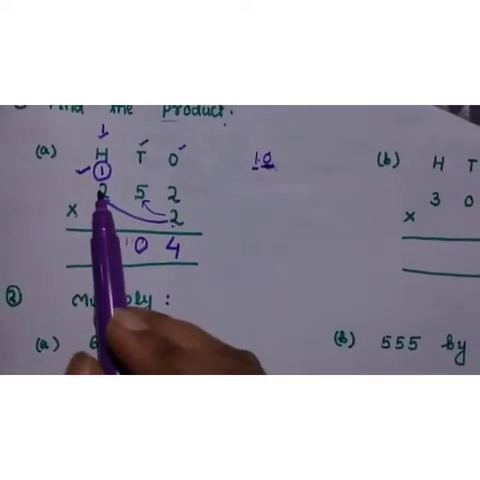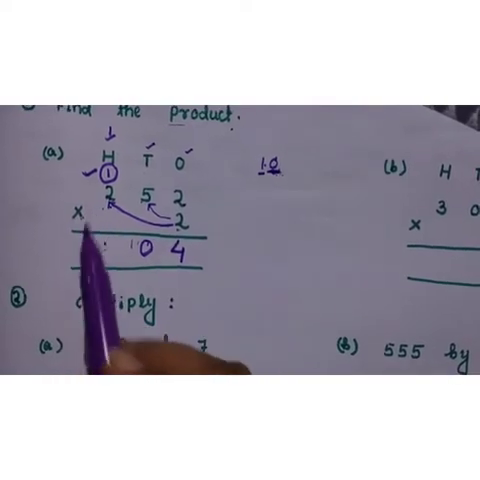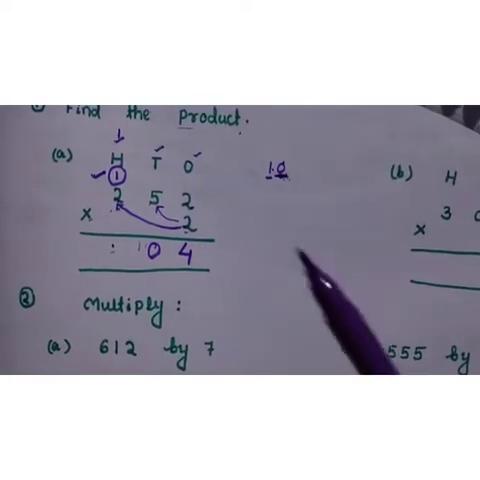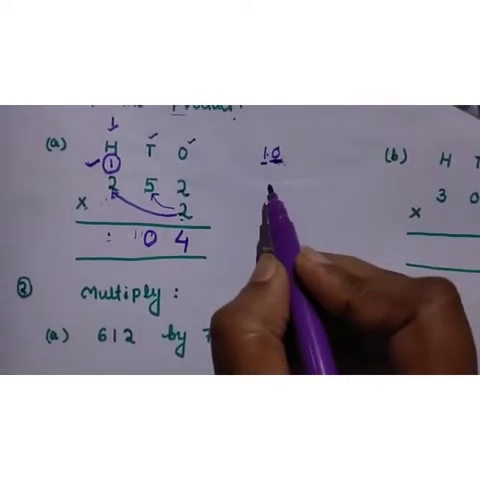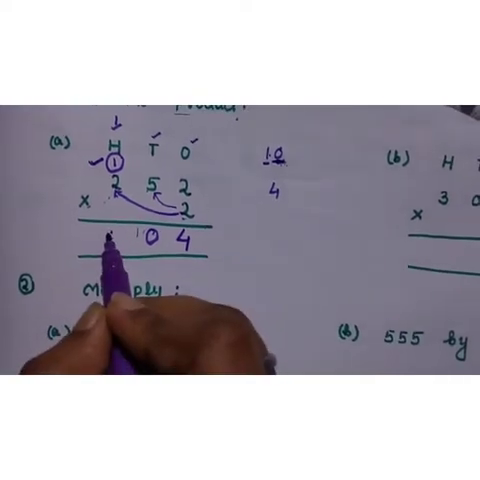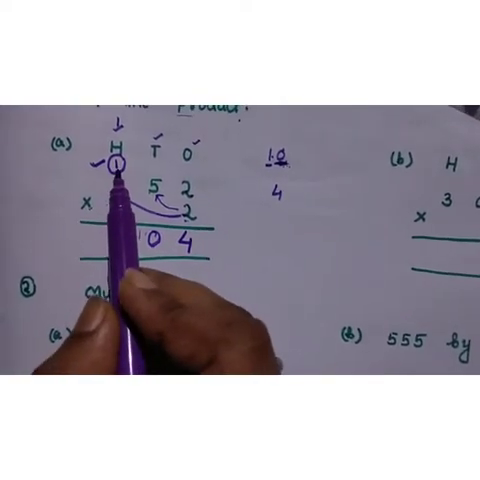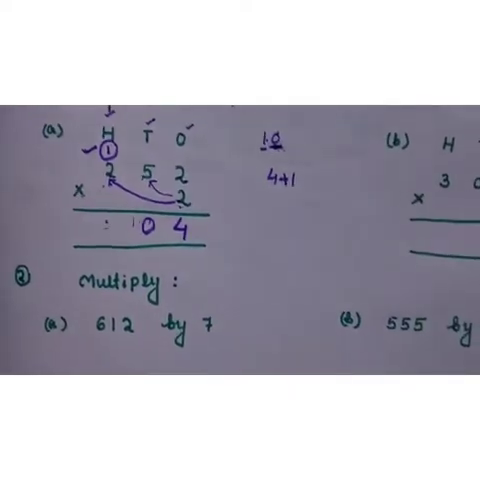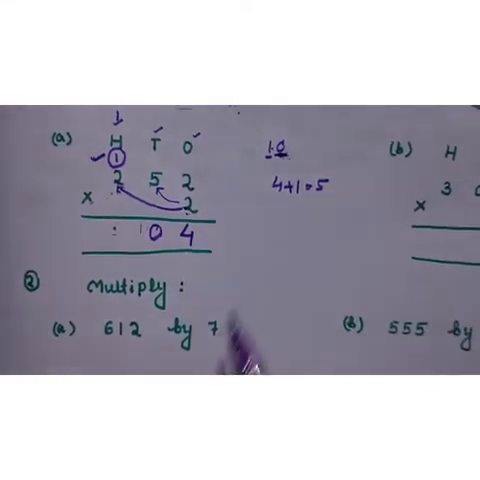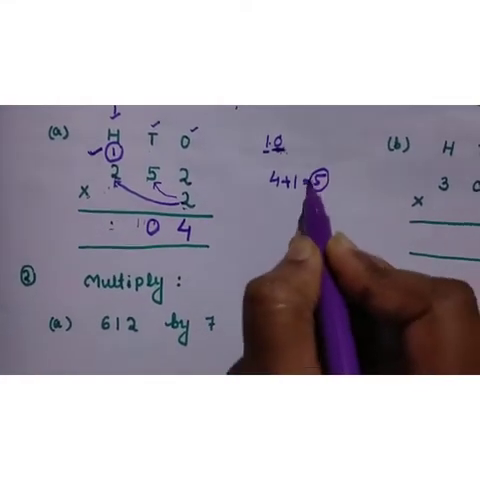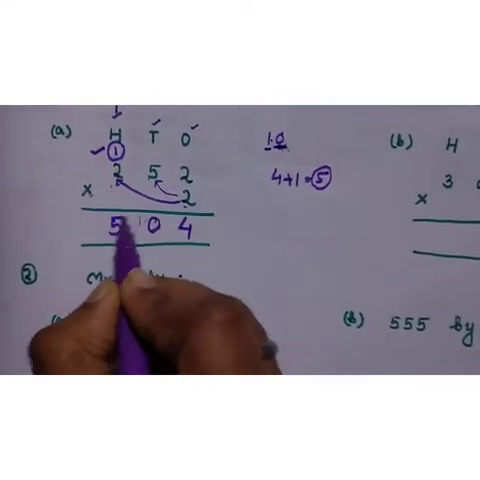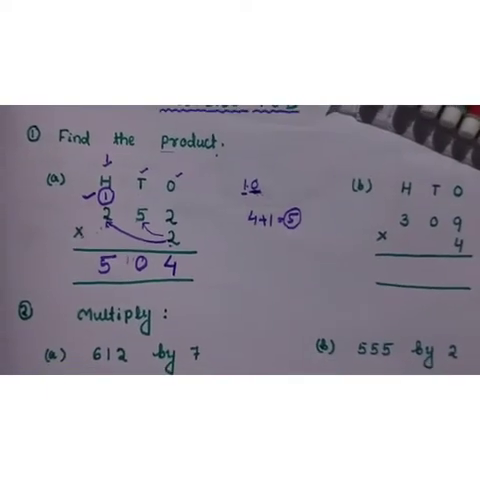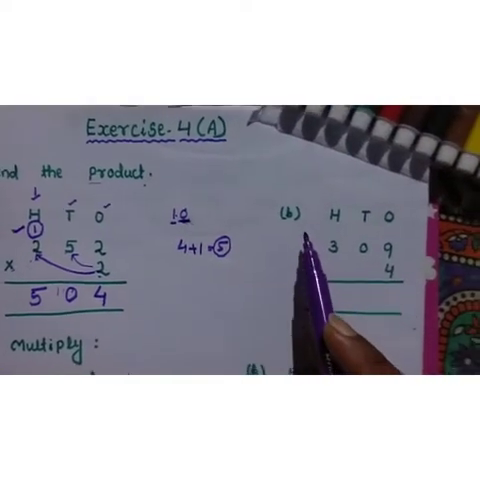Now comes the hundreds column. Here we multiply 2 by 2, understood? So 2 twos are how much? You know the table, 2 twos are 4. Can you write here 4? No, because 1 carry is here, and you know carry is always added with the number. So 4 plus 1 equal to how much students? 5. So we write 5 under the hundreds column. So your answer is 504, right?